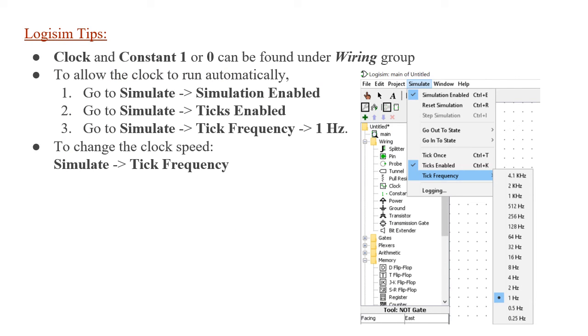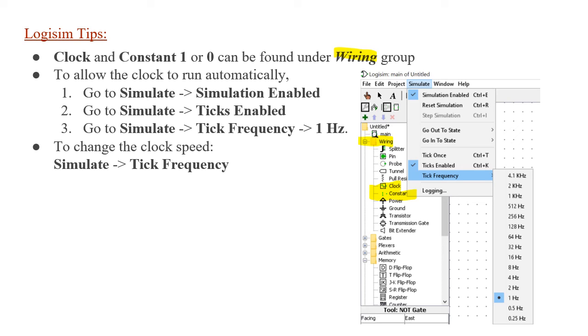Here we're explaining some of the tips needed for the completion of this lab in Logisim. First is to place a constant or a clock. You can find these in the wiring group in Logisim. You can find the clock here, and to place a constant, you can find it right under the clock. To change the constant value, you can simply change it from the settings of the constant to either 0 or 1.